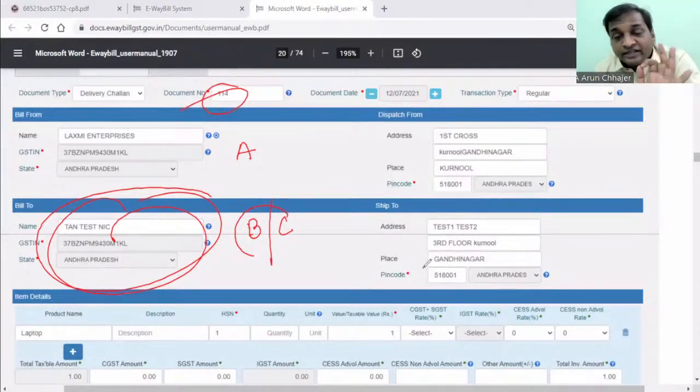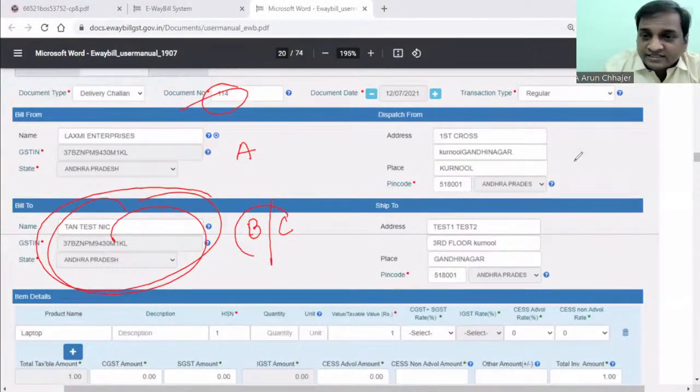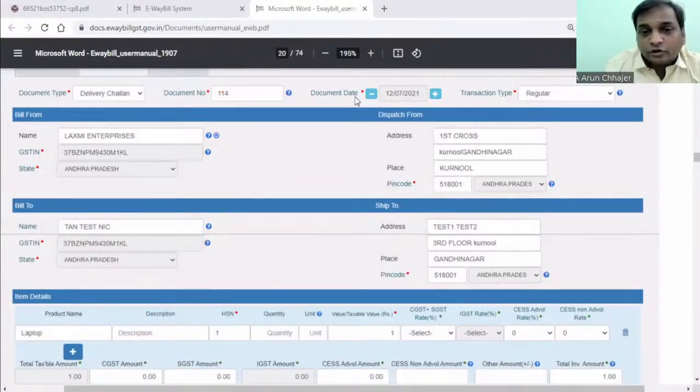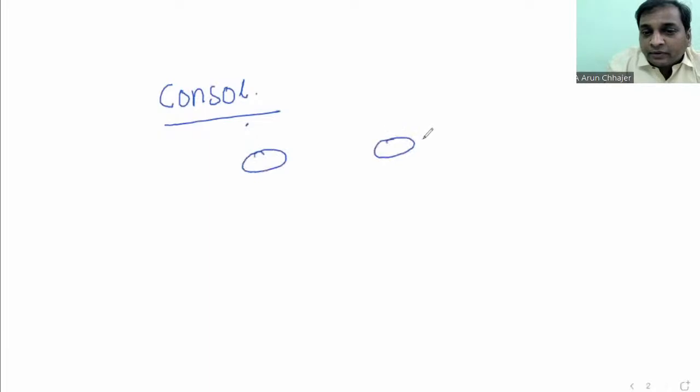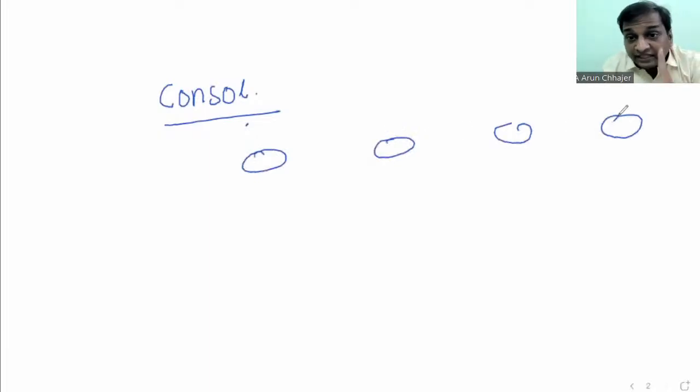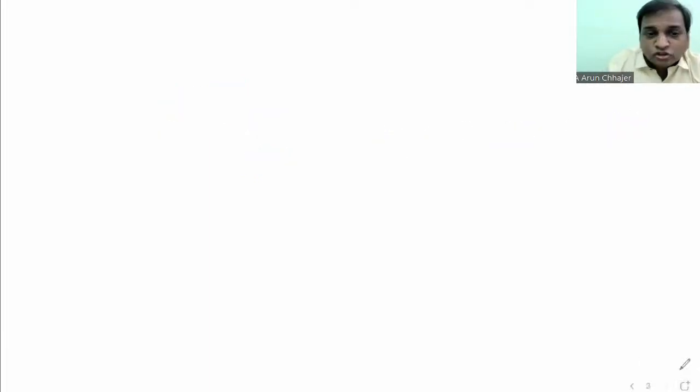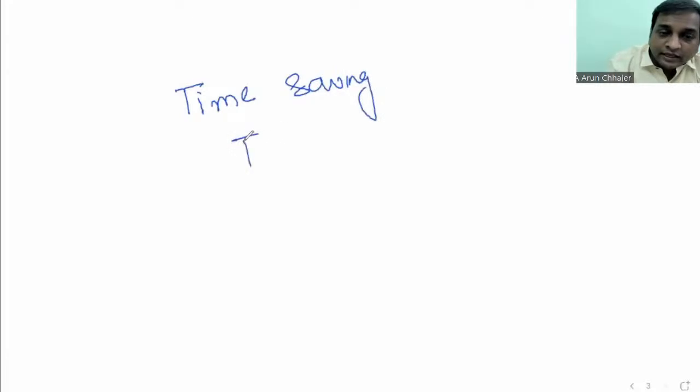What is the consolidated e-way bill? Nothing to do here. See, try to understand, this is a different concept. Again, I'm saying the consolidated e-way bill is not that you can consolidate multiple documents in one e-way bill. No. The consolidated e-way bill is a time-saving mechanism for the transporter.